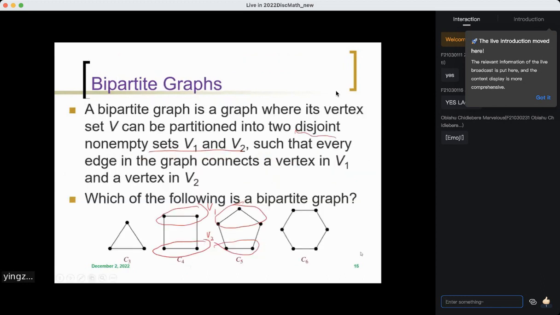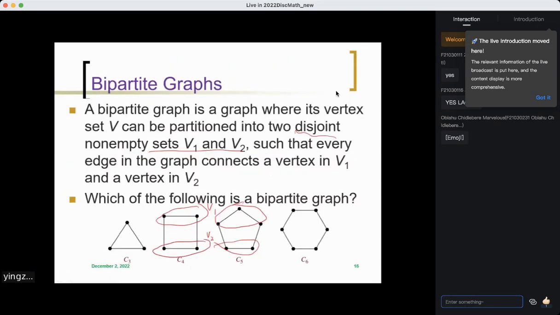We have this special graph, the bipartite graph. This bipartite graph means that sometimes we want to divide the node set into two vertex sets, and these two vertex sets have no common part. That means they have no common vertex between these two vertex sets.